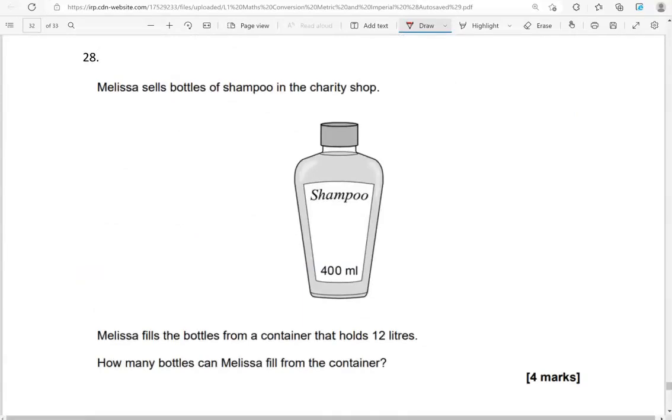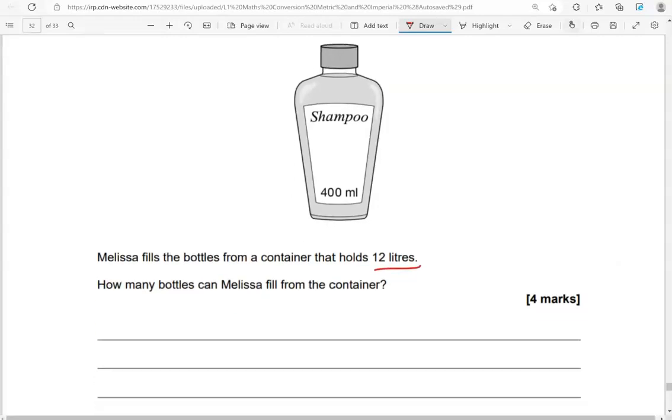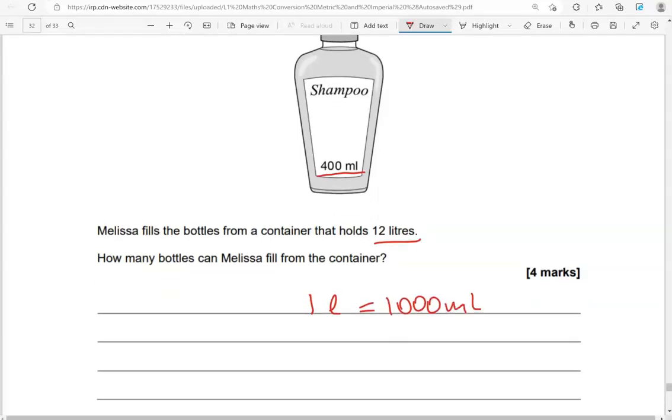Melissa sells bottles of shampoo in the charity shop. Melissa fills the bottles from a container that holds 12 litres. How many bottles can Melissa fill from the container? So we have the bottle which holds 400 millilitres and the container which holds 12 litres. They are in different units, so we need to convert the 400 millilitres into litres or the 12 litres into millilitres, whichever you prefer. In 1 litre there are 1000 millilitres. I'm going to convert the 400 millilitres into litres.